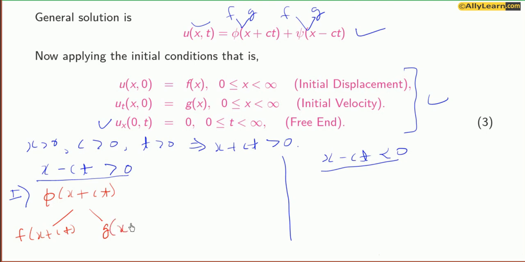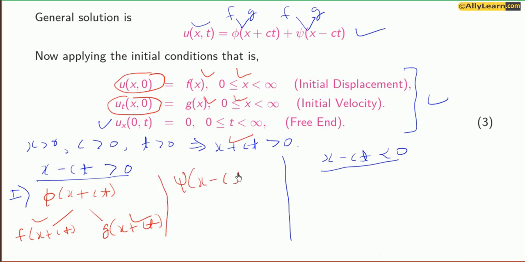Now friends, just see the domain of f and g. The domain of f is non-negative real numbers and the domain of g is also non-negative real numbers. So both f and g will be defined at x plus ct, as x plus ct is always positive. So this transformation I can easily make, and I'll be using the first initial displacement condition and the second initial velocity condition for converting phi of x plus ct into f of x plus ct and g of x plus ct. Afterwards, I'll be considering psi of x minus ct.